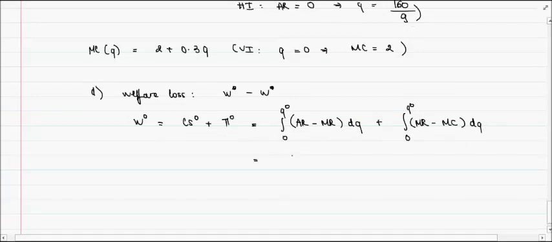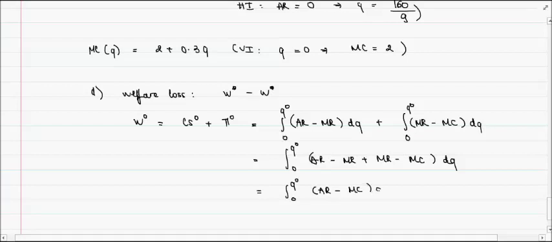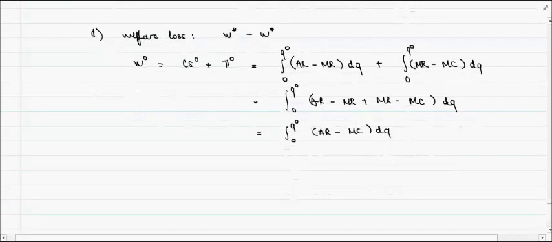So if we simplify this now, using the integral rule, we got the integral from 0 to q0 of average revenue minus marginal revenue plus marginal revenue minus marginal cost, and everything dq. Now marginal revenue will cancel out, and what I'm left with is just average revenue minus marginal cost dq. Alright, so this is the formula to calculate the welfare in an economy.